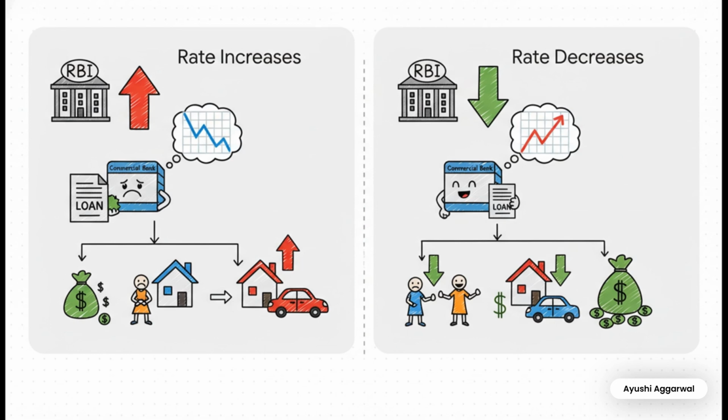They pass that cost on to us. Your home loan, your car loan, everything gets more expensive. Naturally, fewer people take out loans, and boom, the money supply in the market shrinks. The exact opposite happens if the repo rate is cut. This chain reaction right here, this is a classic exam question, so pay close attention.